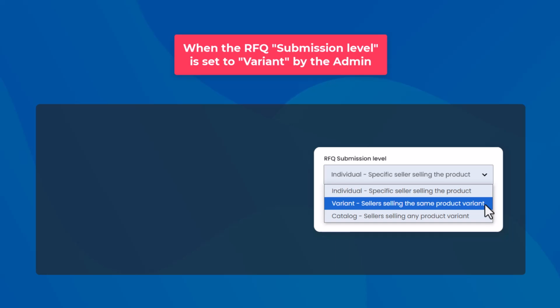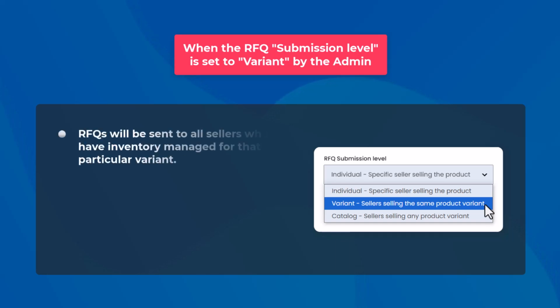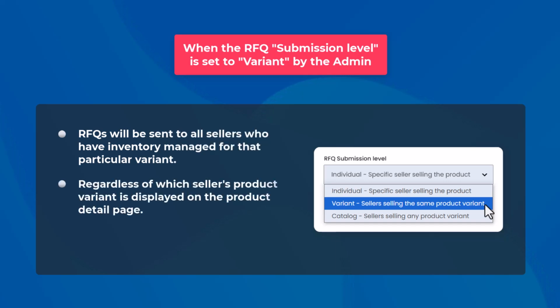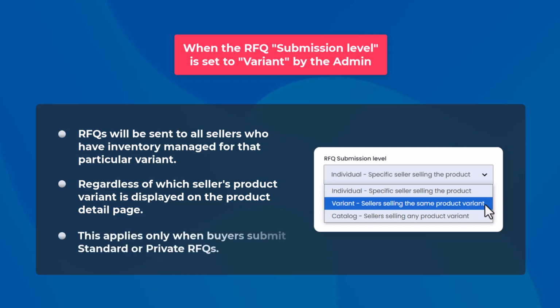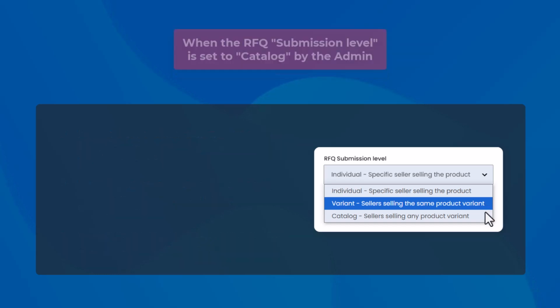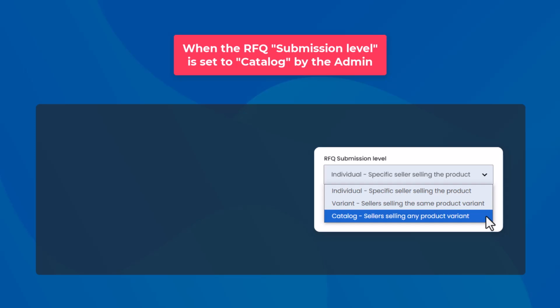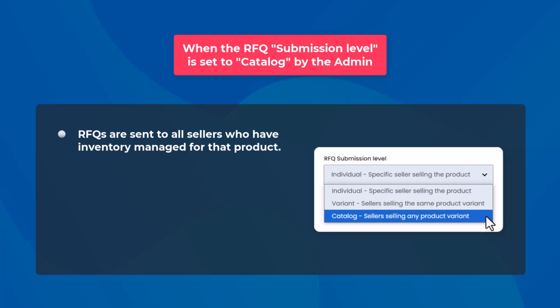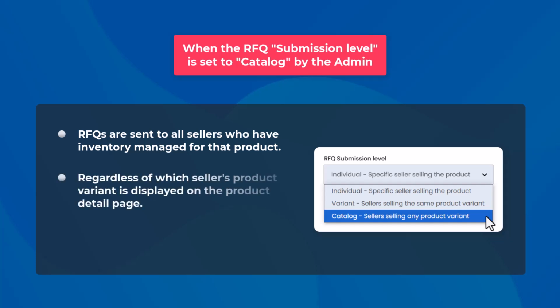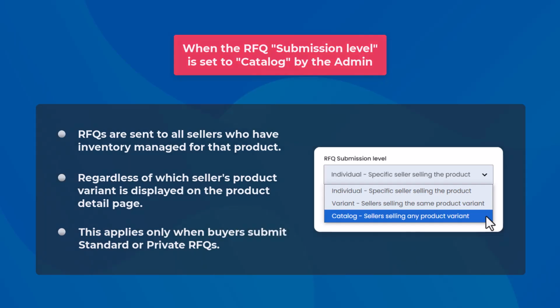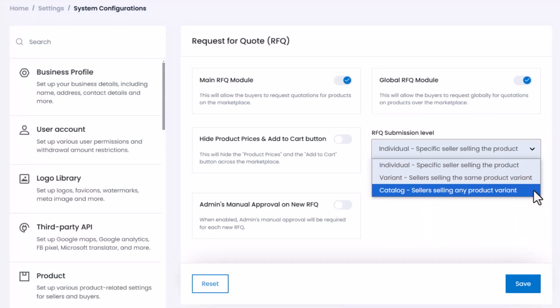If the RFQ submission level is set to variant by the admin, RFQs will be sent to all the sellers having inventory managed for that variant, irrespective of the fact which seller's product variant is being displayed on the product detail page. If the RFQ submission level is set to catalog by the admin, RFQs are sent to all the sellers having inventory managed for any variant of that product, irrespective of the fact which seller's product is being displayed on the product detail page. This is how the standard flow works between the seller and the buyer.